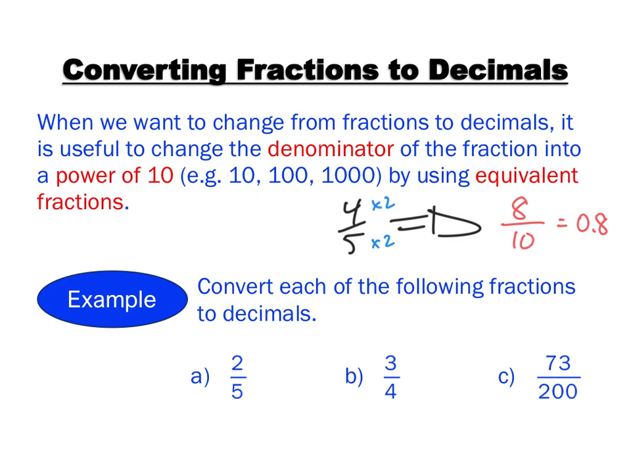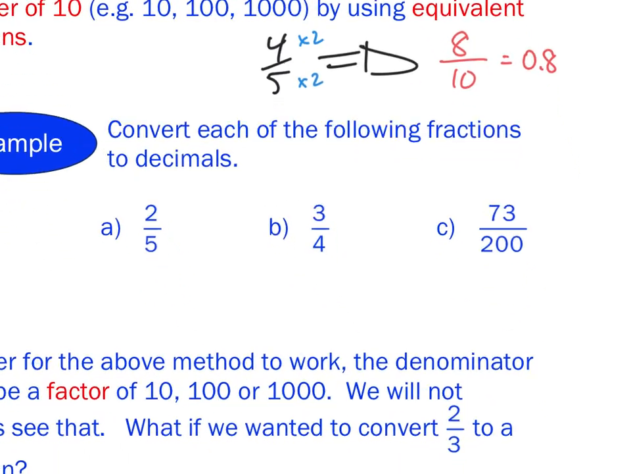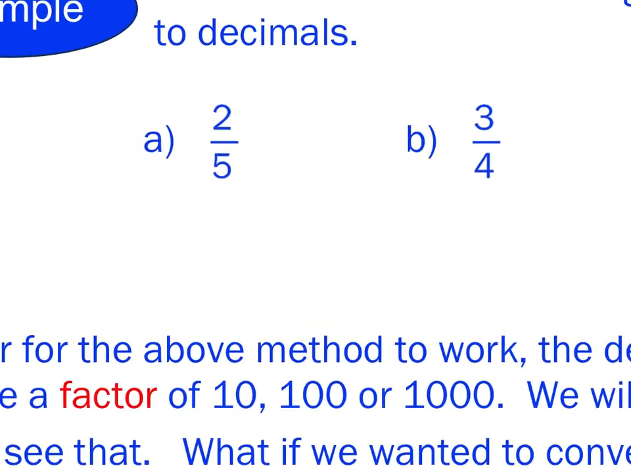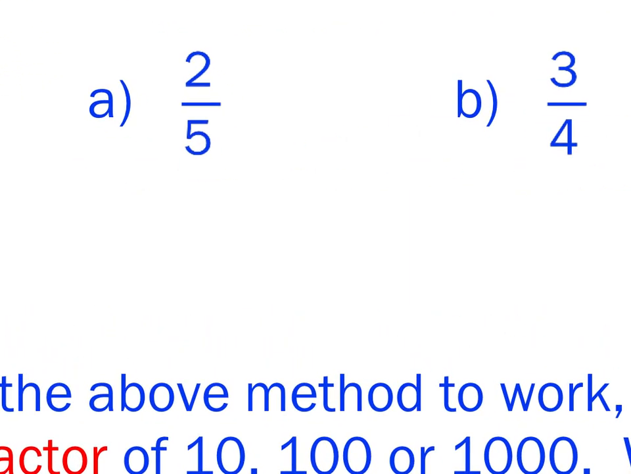It's just 0.8. So that's why if we can get the bottom number to be a power of 10, it works out really nicely and easily, okay? So let's try that for a few questions here. Convert each of the following fractions to decimals. We'll start off with 2 out of 5. So that would be what out of 10? 4 out of 10. Awesome.